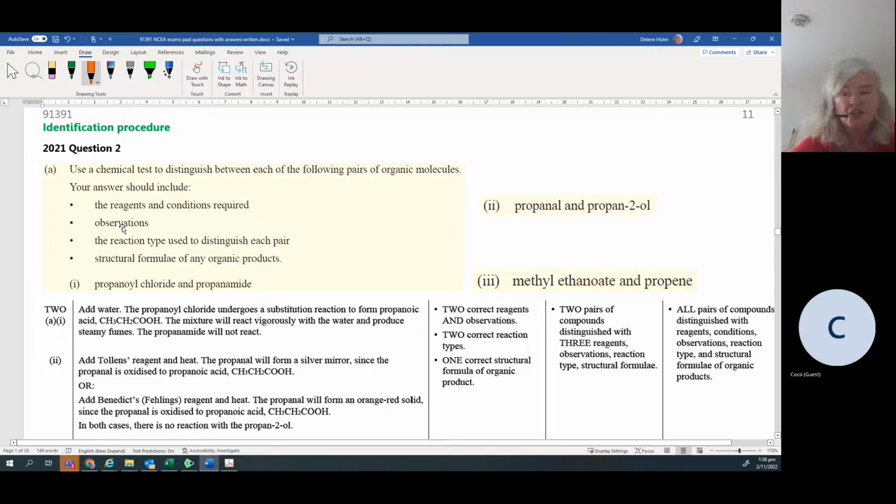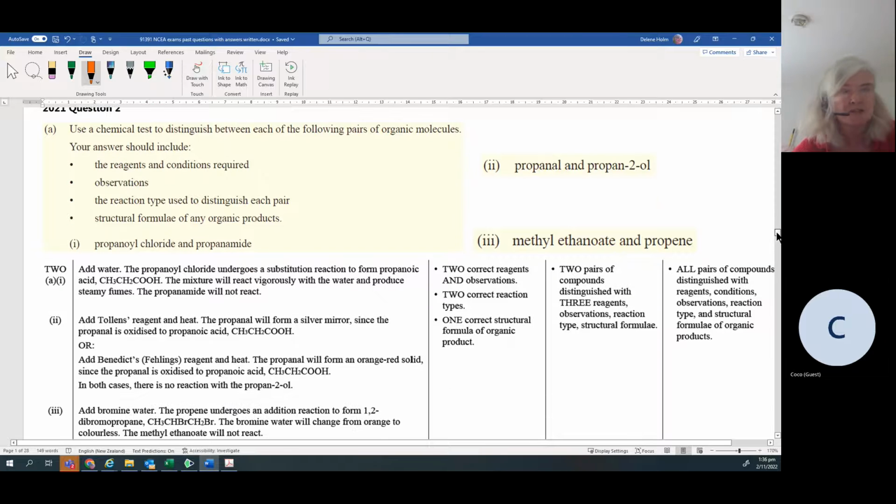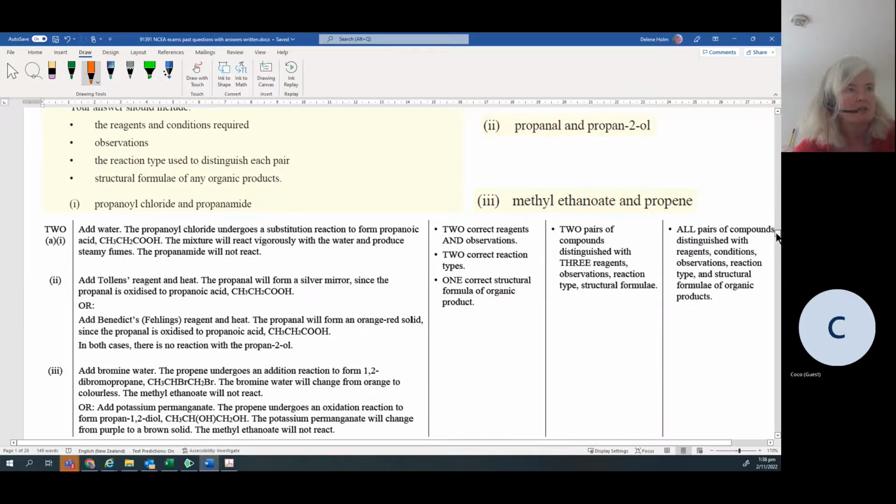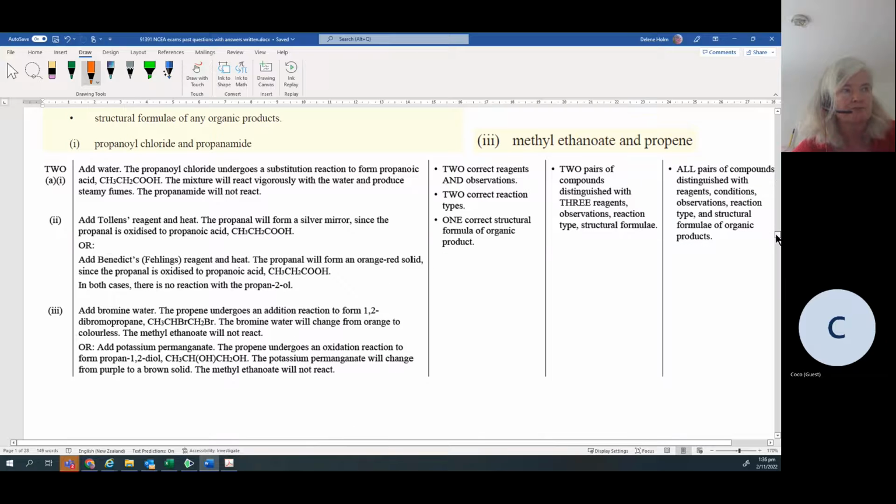This is the color changes, any changes in state, any gases being formed, any solids being formed, and so on. Okay, have you drawn the structural formulae for the organic products? Did you say whether it is an oxidation, reduction, acid-base, substitution, elimination, or addition reaction?